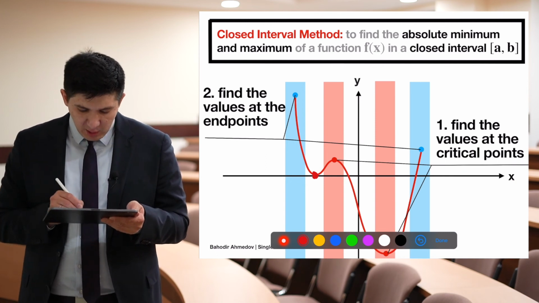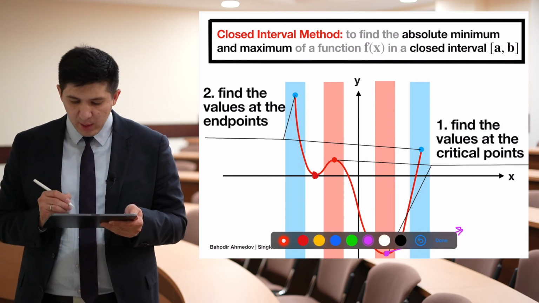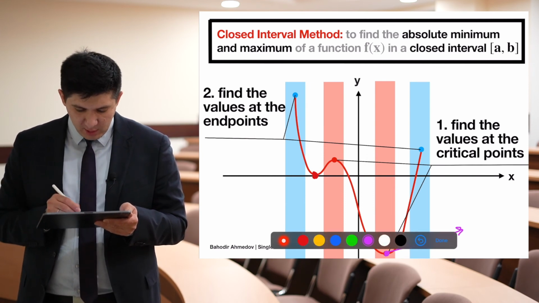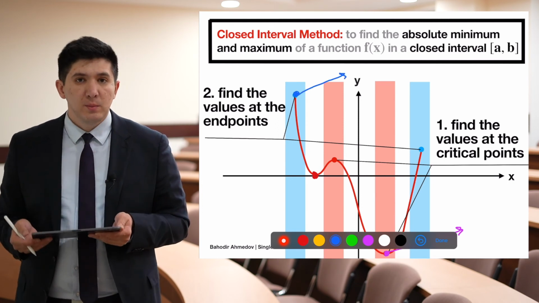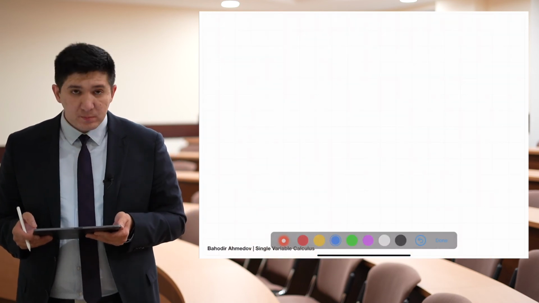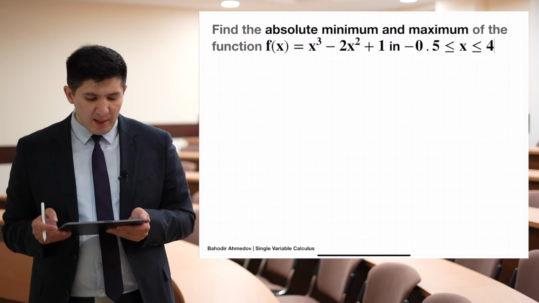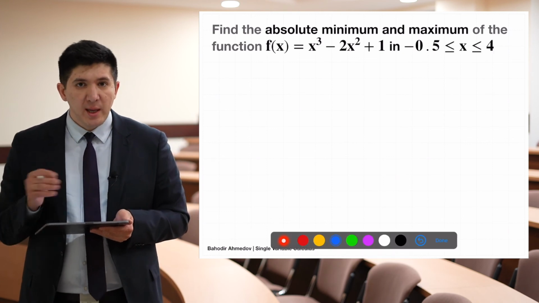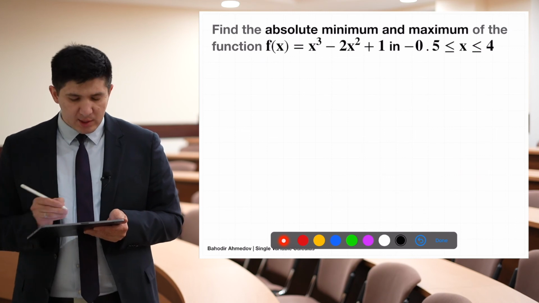So we can see here that the absolute minimum is here, so it is one of the critical points, right? And we can also see here that the absolute maximum is going to be this point, one of the ending points. So let's try to do an example. Let's say we are given some curve, and we have to find the absolute maximum and absolute minimum in the given domain.